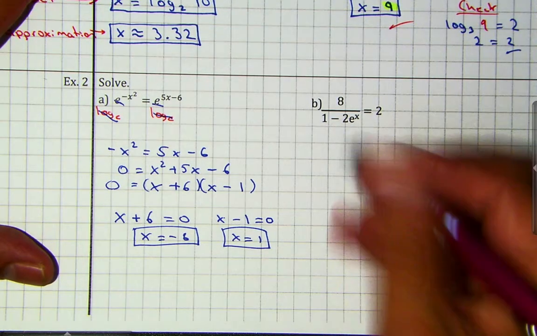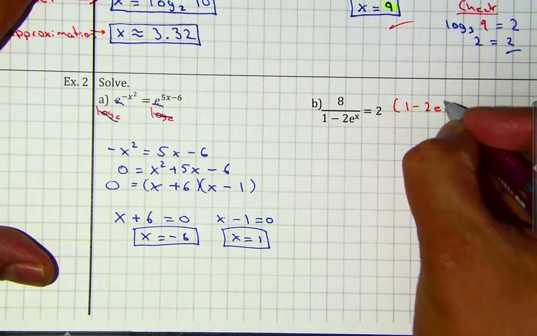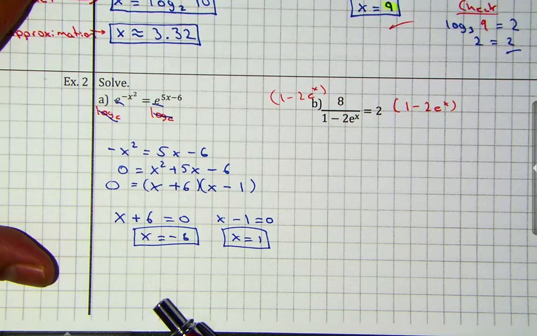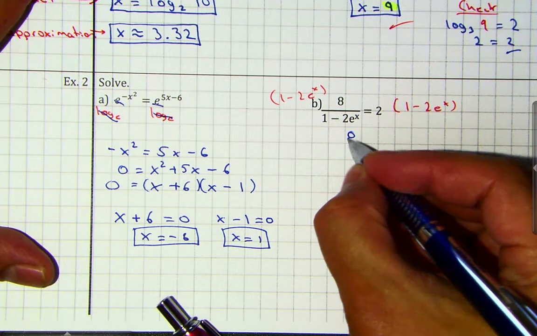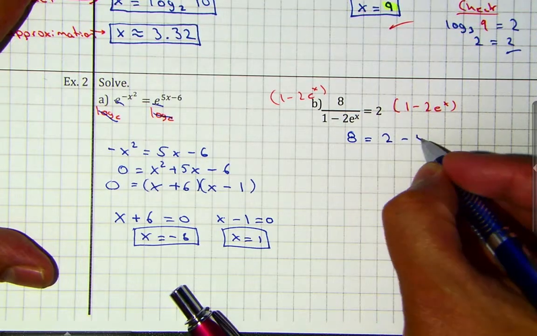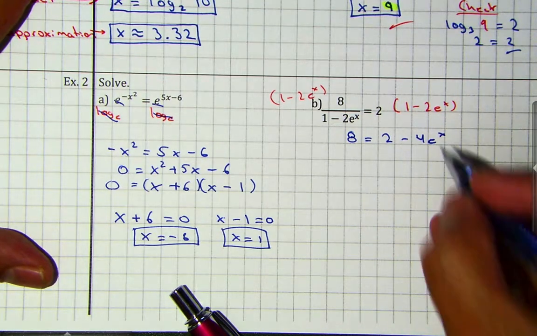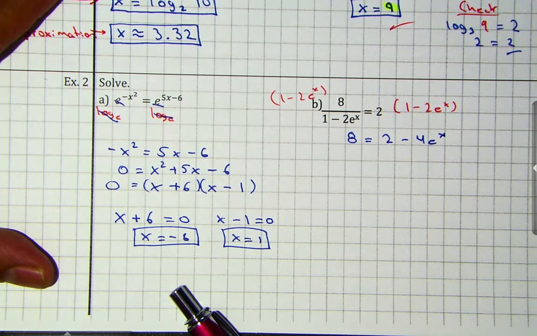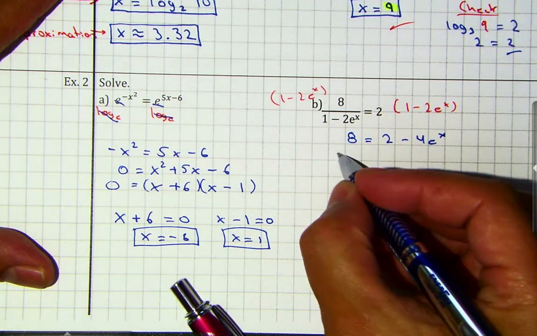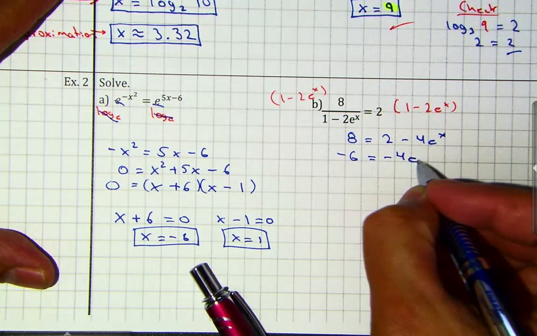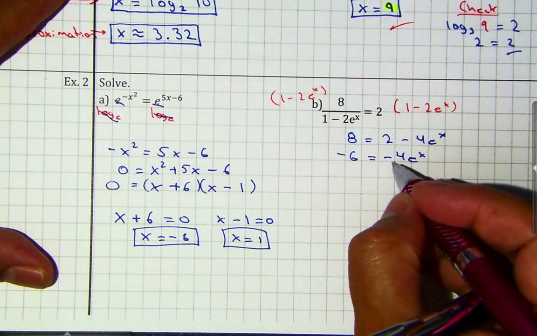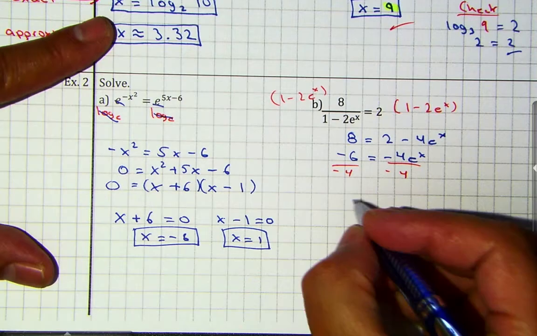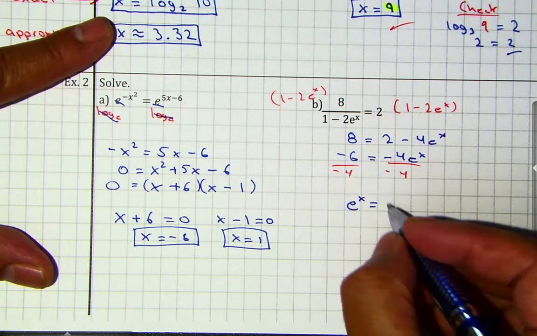So I'm going to multiply both sides by 1 minus 2e to the x power. That will cancel out, so therefore I end up with 8 equals, distributive property, 2 minus 4e to the x power. And now I just want to be able to isolate the e to the x power. So move the 2 to the left, becomes a negative 6 equal to negative 4 e to the x power. Divide by negative 4. So therefore e to the x is equal to 3 over 2.